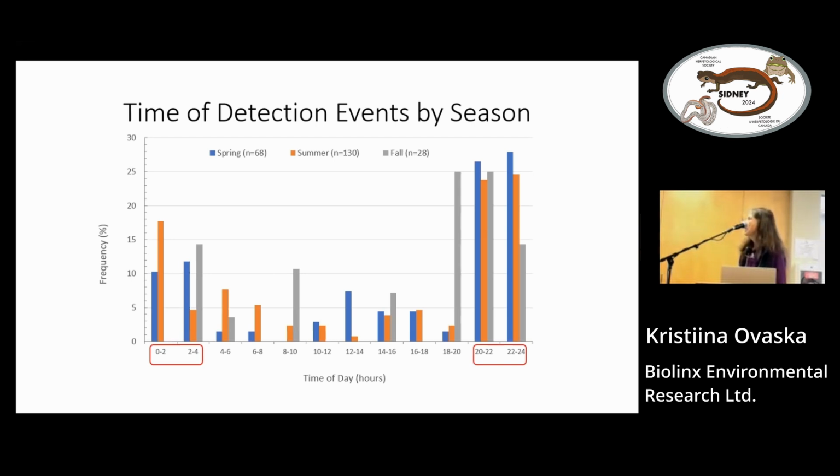And there isn't really that much of a difference between spring, summer, and fall. In the fall, they start being active earlier, as it gets dark earlier. So this data can be teased apart a little bit more to show when it gets dark.